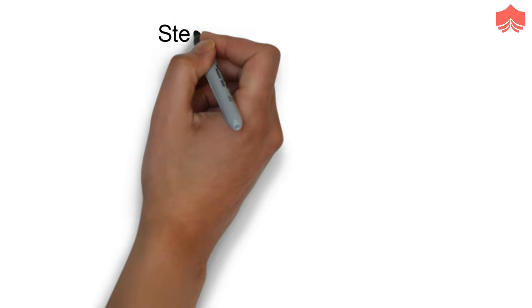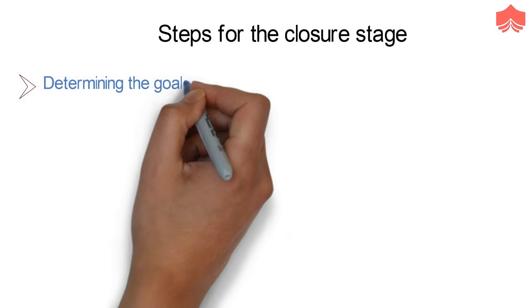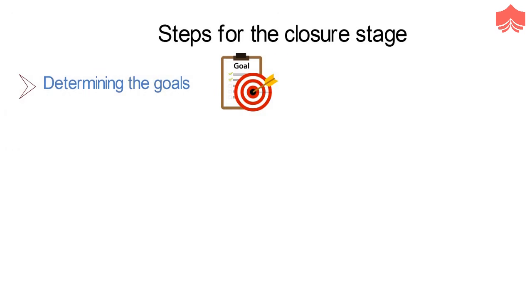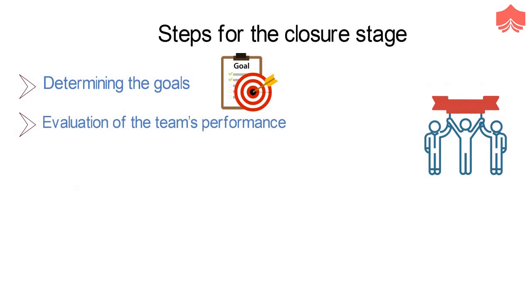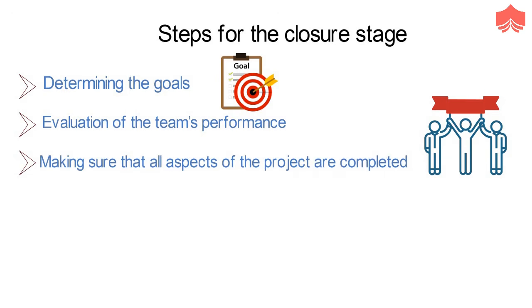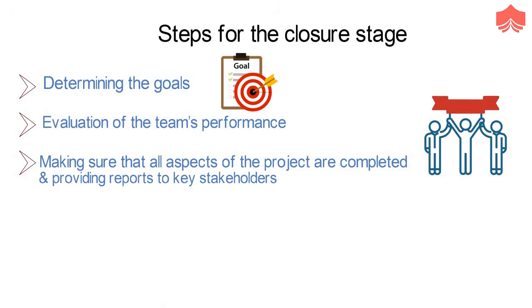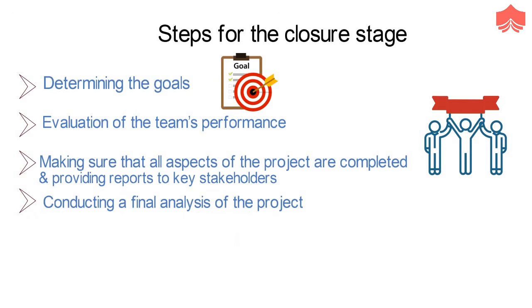Project management steps for the closure stage include determining whether the goals of the project were met and whether the initial problem was solved. Evaluation of the team's performance, including whether they were able to meet the goals, along with maintaining the timeliness and quality of the work. Making sure that all aspects of the project are completed, with no loose ends remaining, and providing reports to key stakeholders. Conducting a final analysis of the project, taking into account lessons learned for similar projects in the future.